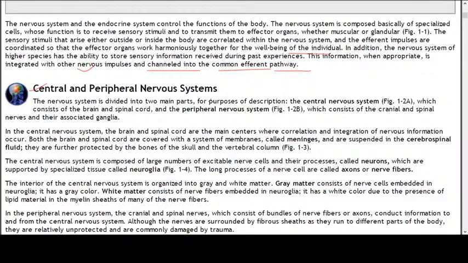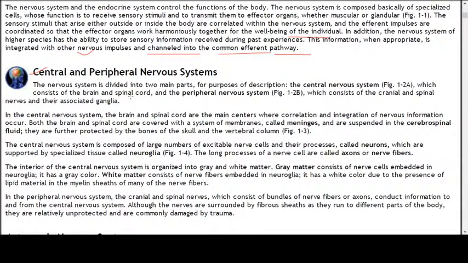Central and peripheral nervous systems. The nervous system is divided into two main parts for purposes of description: the central nervous system and the peripheral nervous system. The central nervous system, as the term central defines, consists of the brain and the spinal cord because they are present centrally in the body. The peripheral nervous system is different, as it is at the periphery, and it consists of cranial and spinal nerves and their associated ganglia. In the central nervous system, the brain and the spinal cord are the main centers where correlation and integration of nervous information occur.